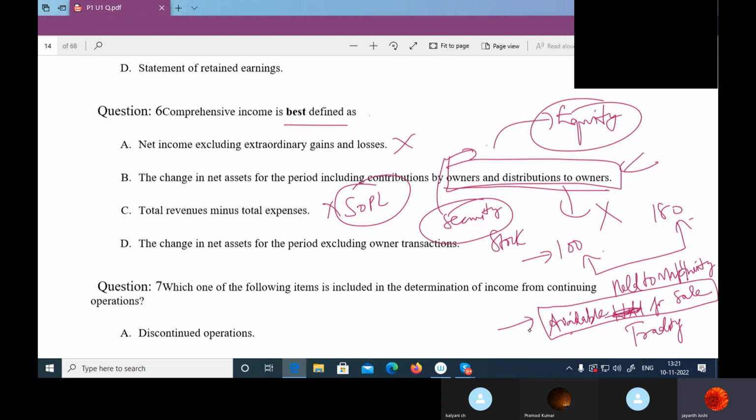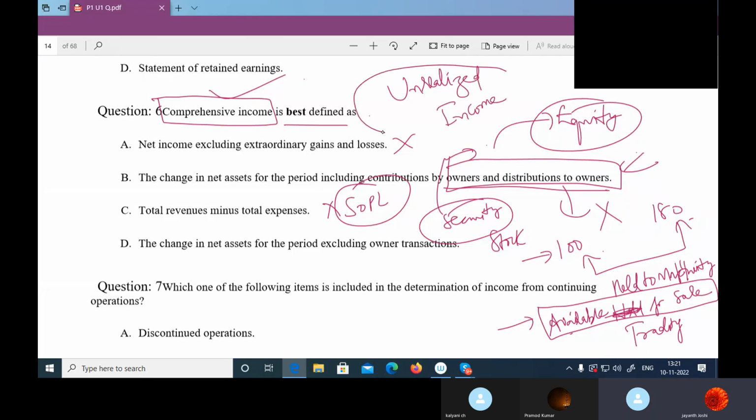At that point of time, any change in the securities or the stock's value will be accounted in which account? Which account will be showing the changes in the investment value? Comprehensive income, correct? What is this kind of income called? This kind of income is called unrealized income. We discussed already when we did the chapter. So option number D.